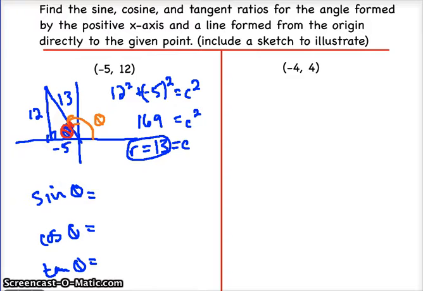So take a second and go ahead and find those three parts. Okay, I've got those values given to you down below. Hopefully you came up with the same things.